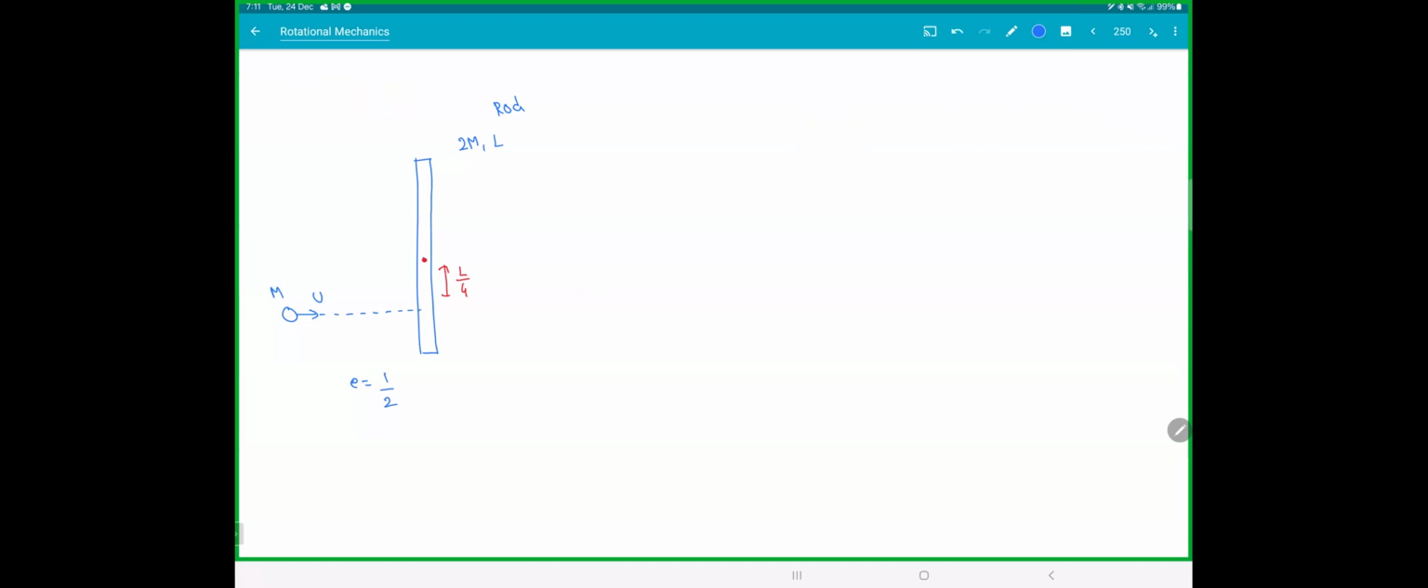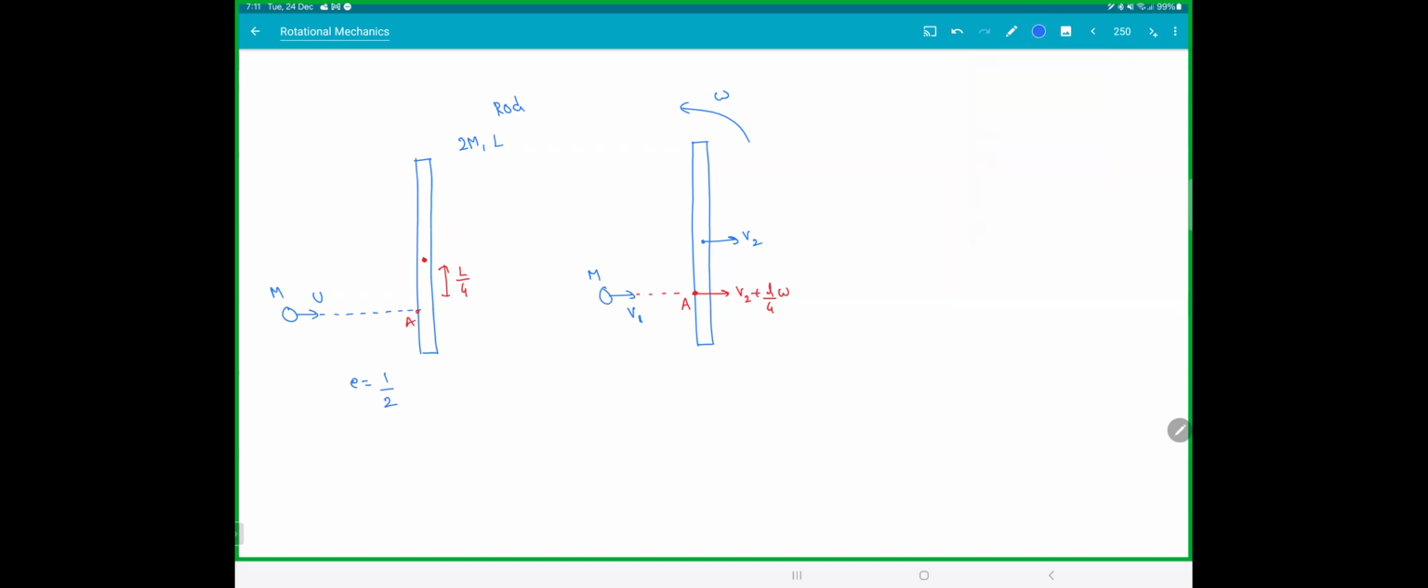So step 1, the final diagram. After collision, let this one go with V1, let this go with V2, and let this rotate with omega. So at this point of collision, the speed will be V2 plus L by 4 omega. So I'm going to take angular momentum at that point.